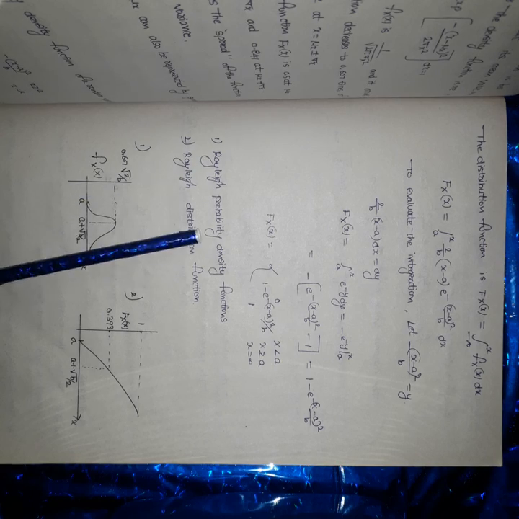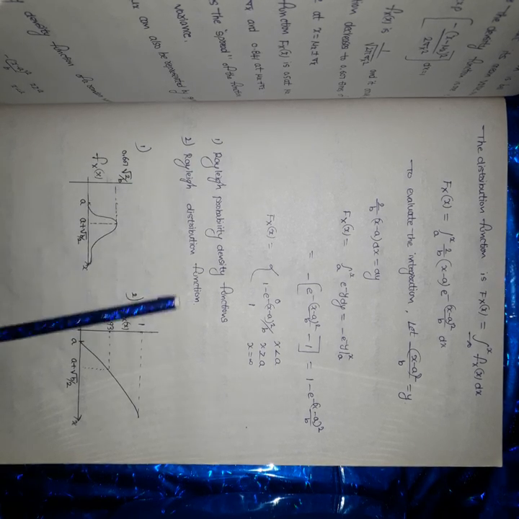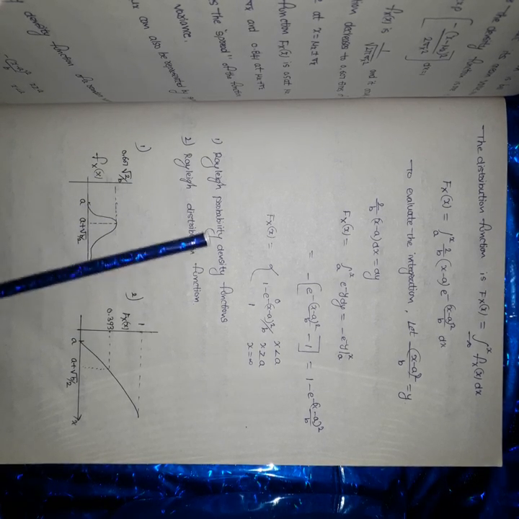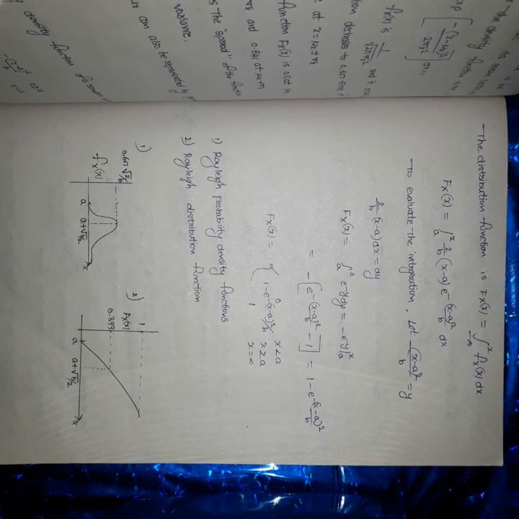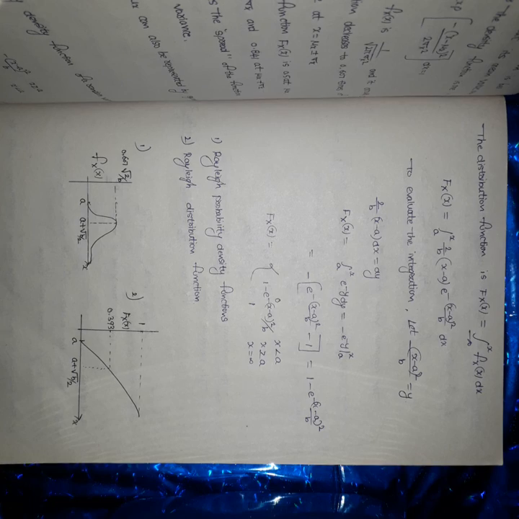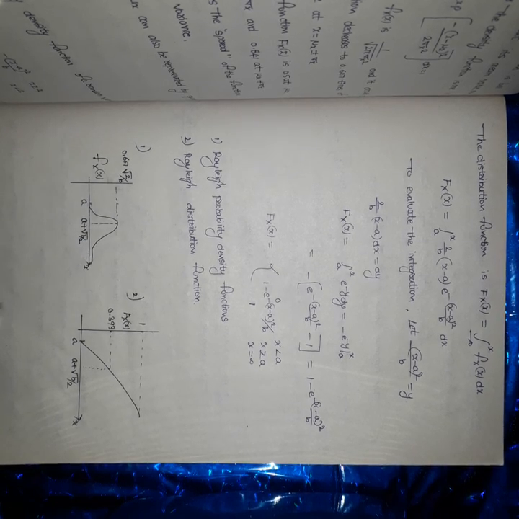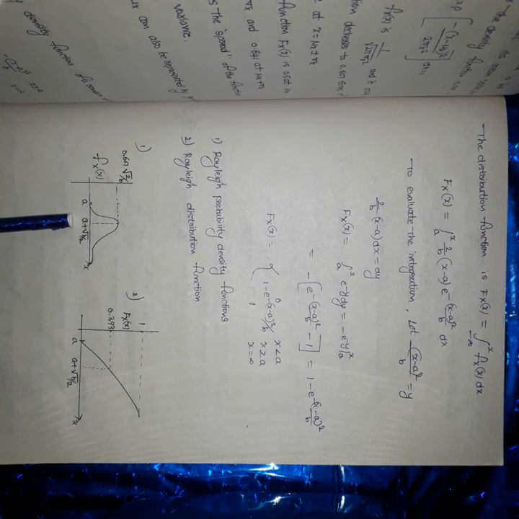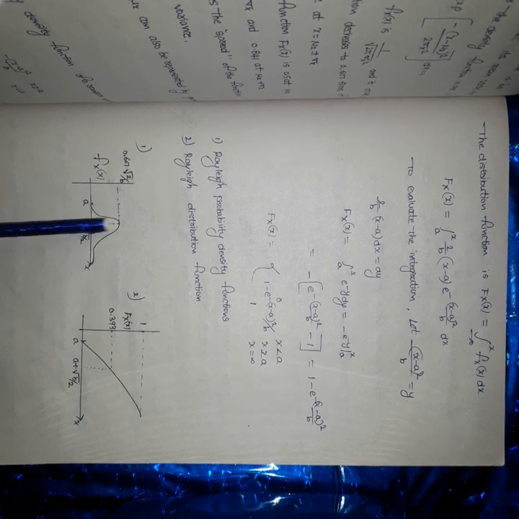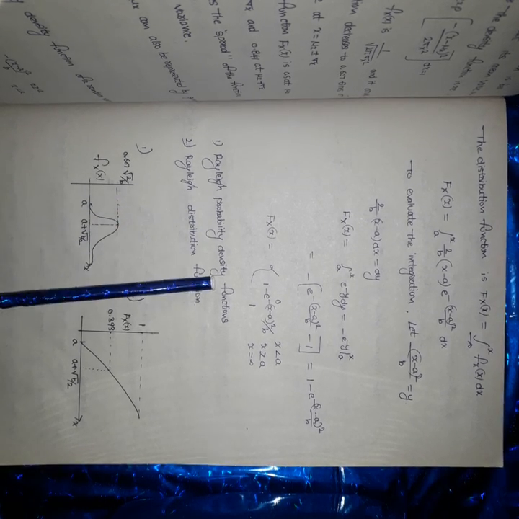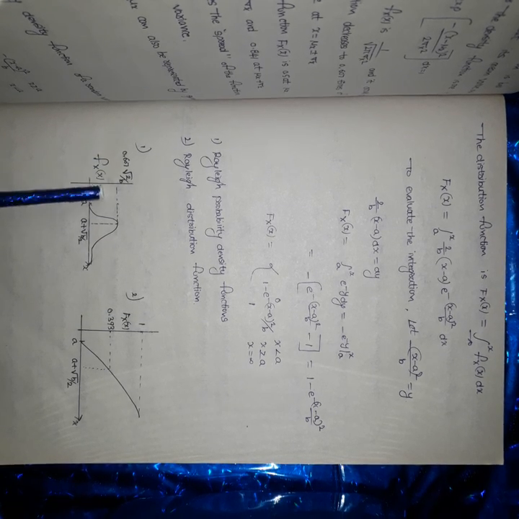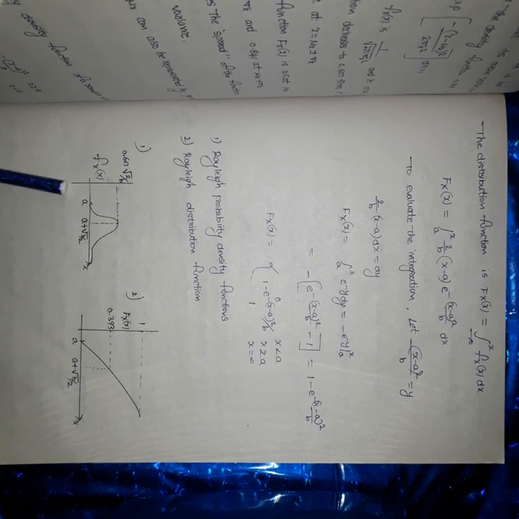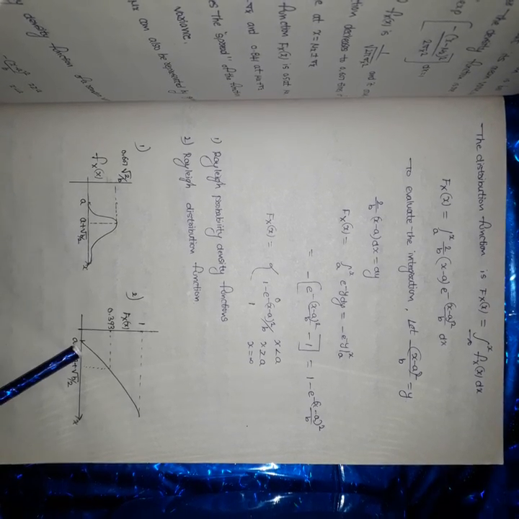Here are the Rayleigh probability density function and the Rayleigh distribution function. The Rayleigh probability density function is like this, and the distribution function is like this. Here the maximum value is at a plus root b by 2, which is the peak value of the Rayleigh probability density function. Here 0.607 root 2 by b, this is called the probability density function. This is the probability distribution function.